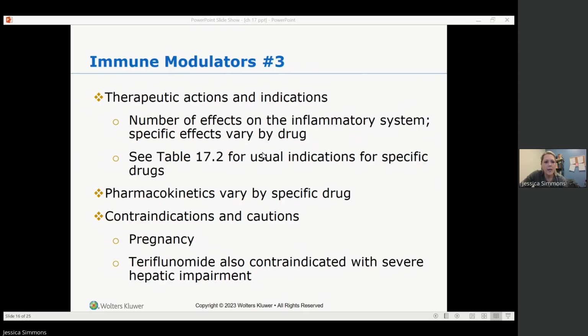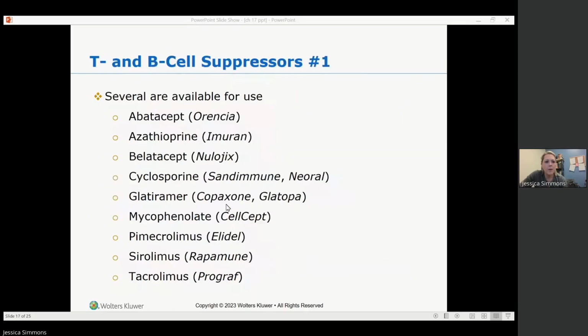One of the drugs is also contraindicated with severe hepatic impairment. Then you have T and B cell suppressors. CellCept is a big one. Prograf is a big one.